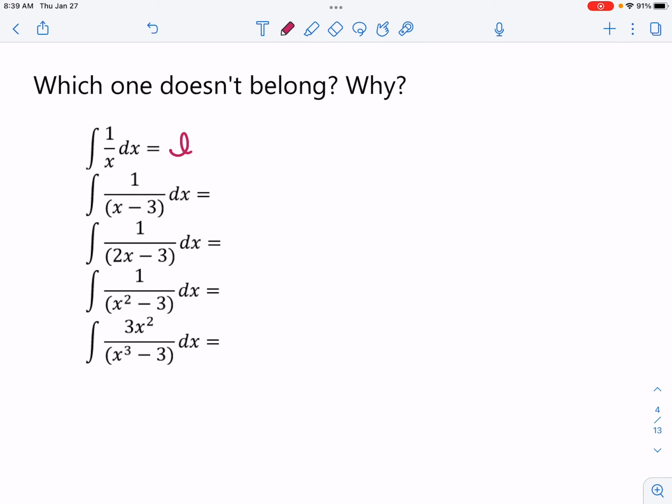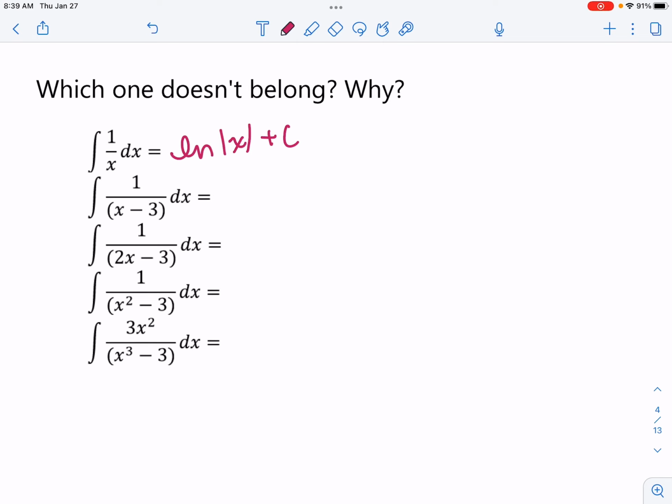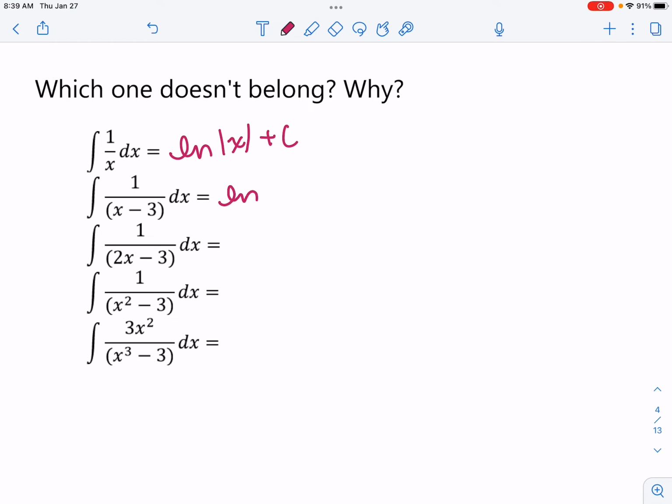All right, well, let's start here. We know this antiderivative, right? The next one is really similar. Look, the inside's linear, so I can go ln of x minus 3 divided by the derivative of the inside, which is just 1, so that'll work. Same thing here. Inside is linear, so I've got ln of 2x minus 3, and then I will divide by the derivative of the inside.